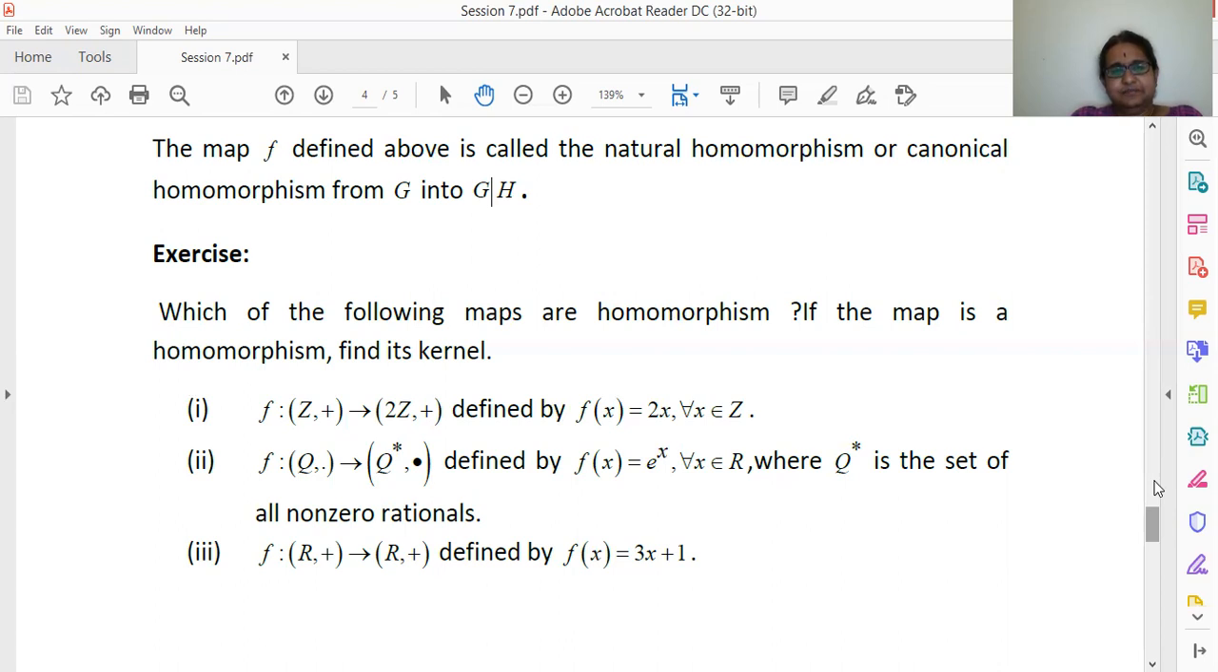So about the kernel, kernel f is the set of all x which belongs to Q such that f of x is equal to 1, because in the codomain the binary operation is multiplication and the identity element is 1. So kernel f is the set of all x which belongs to Q such that e power x is equal to 1, which can be written as e power 0. So the kernel consists of the singleton set 0.